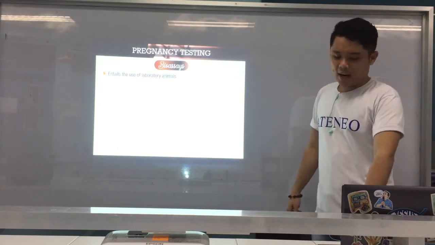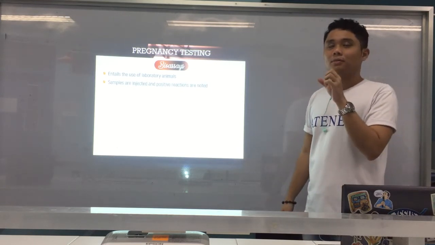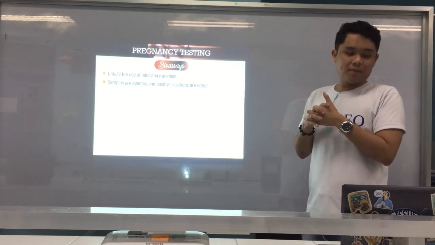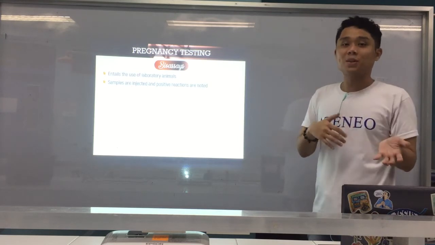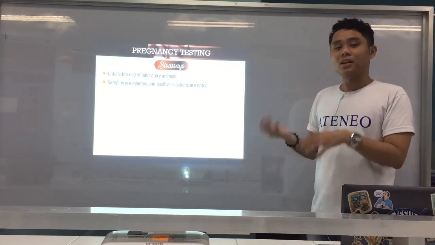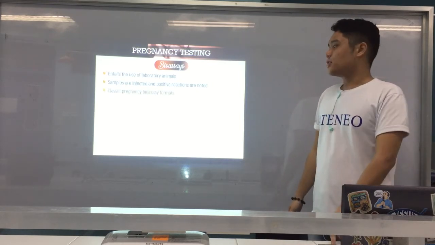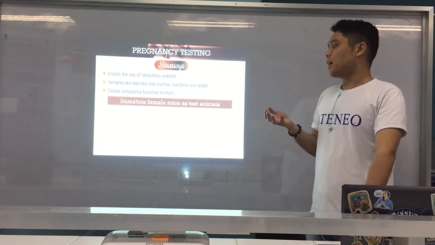It could be laboratory animals, and what you do is you inject the animals with the sample, for example the urine of a pregnant woman. Then we inject it to the animal, and we observe for positive reactions depending on the test. So, the classic pregnancy bioassay formats, there are different types.